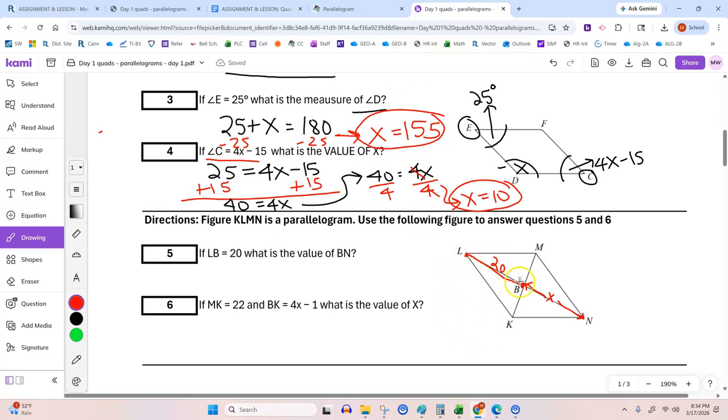That tells us that this distance is equal to that. Oh, that's very easy, right? So basically that's all we need to know. So we get 20 is equal to x, and well, we're done. So the answer would be 20. It's the same as this one.